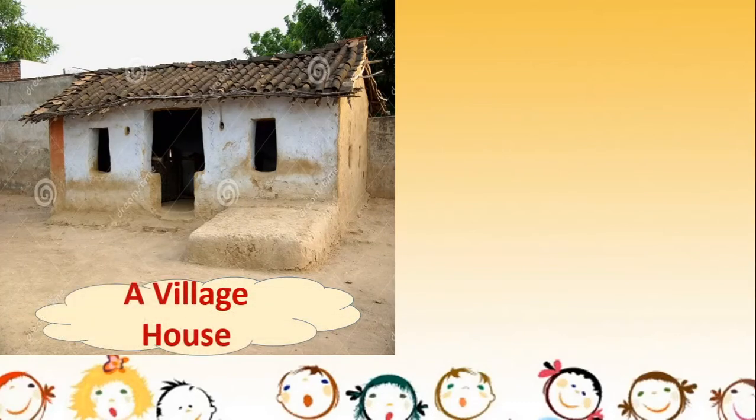So see, this is a village house, a house in a village. It is little smaller and it is made up of, you can say, raw things like mud, like tiles, wood, isn't it? So made out of simple things, a village house, and also smaller in size, and the house is also a very simple and common kind of a thing.